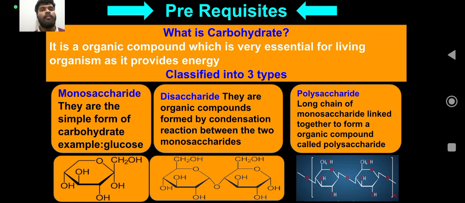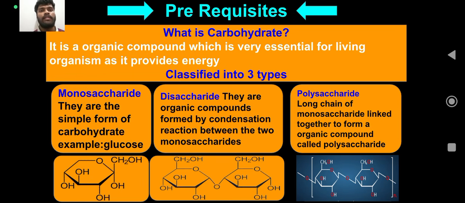Prerequisite. In the prerequisites, we will study what is carbohydrates. It is an organic compound which is very essential for living organisms as it provides energy. We study its classification, classified into three types: monosaccharide, disaccharide, and polysaccharide. Monosaccharide is nothing but the simplest form of carbohydrates. An example is glucose, and a structure is given showing how glucose looks.